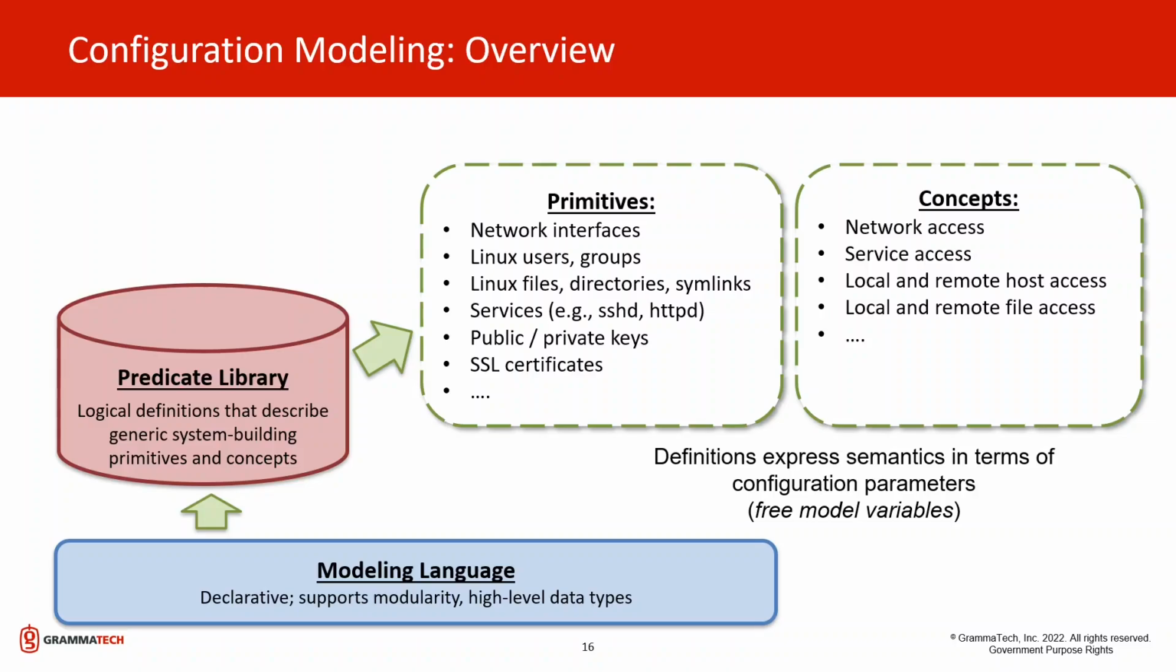We used our modeling language to build a library of reusable system building blocks. The library defines low-level primitives such as network interfaces, firewall rules, users and groups, files, and directories. The low-level primitives are in turn used to define higher-level concepts such as network connectivity, local and remote host access, and file access.